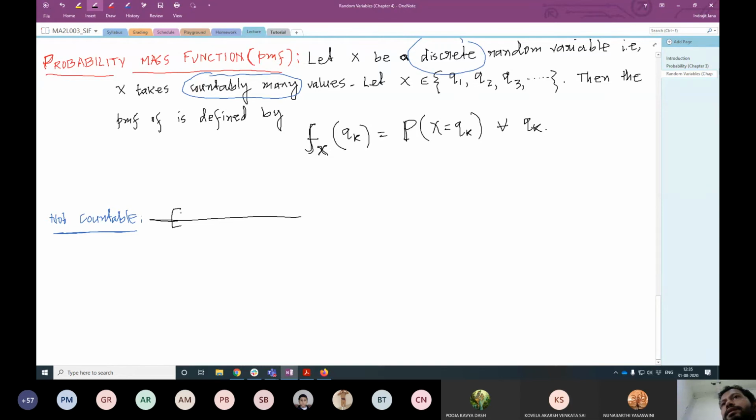Okay, so let us look at this interval, say 1, 2. Okay, and we do this experiment, which is to hit at a random place in this interval 1 and 2. Okay, and X is the random variable which records the number. So X is the location.